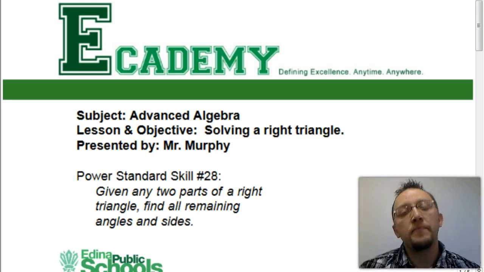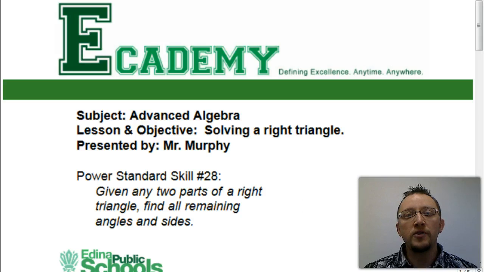Well, there you have it. That is how we solve a right triangle when we're given a side and an angle. So hopefully you feel like you've mastered this part of skill number 28 and can work on some of these problems on your own. Otherwise, make sure to watch the next video so you can see how to solve a right triangle if we're given two sides of the triangle. So with that, good luck.